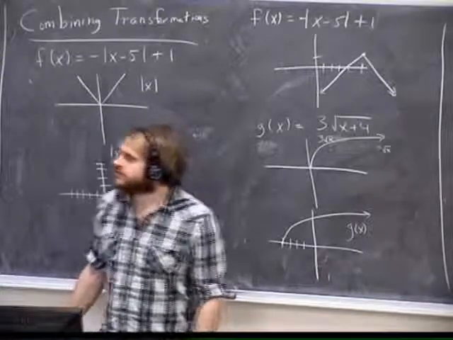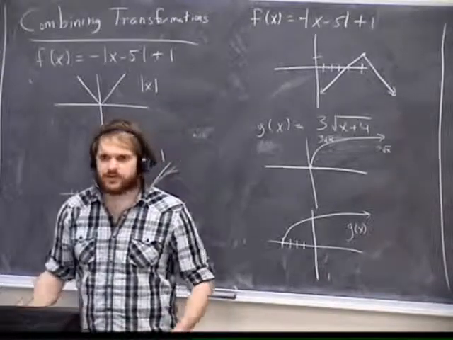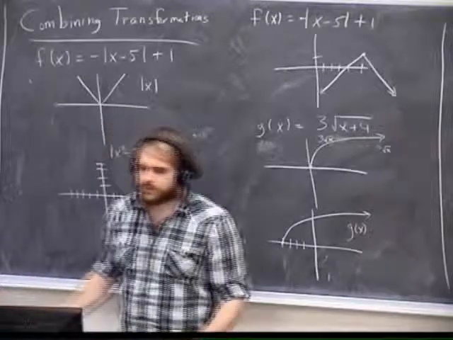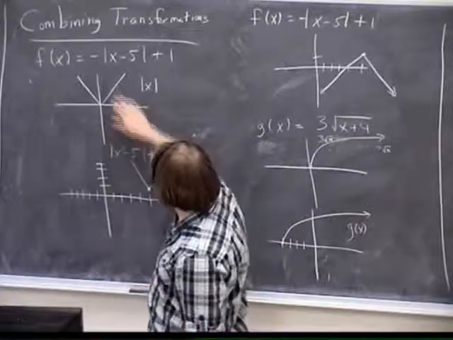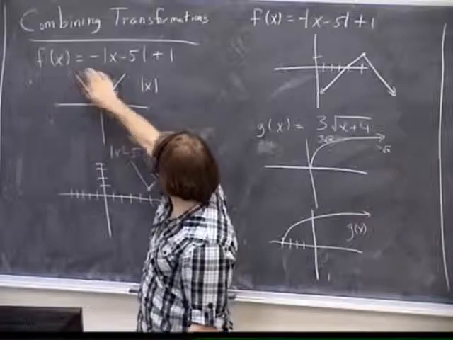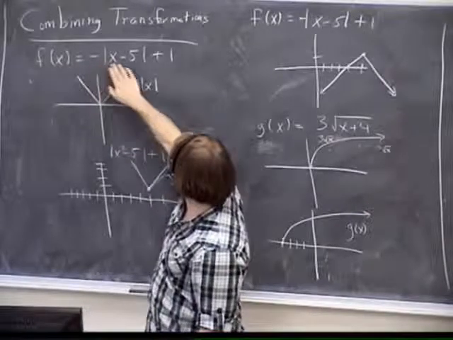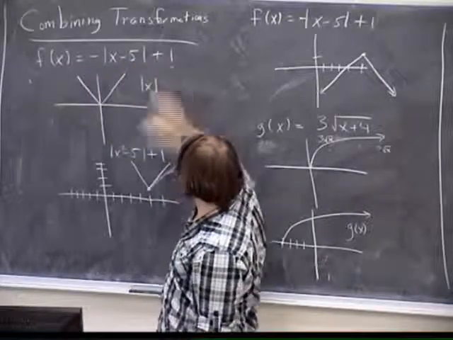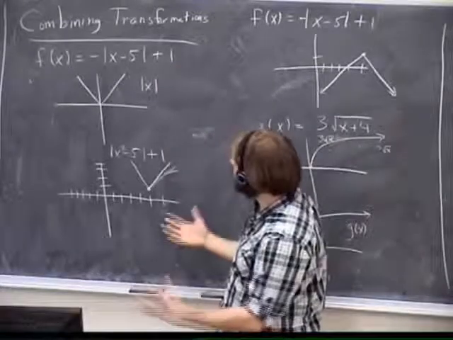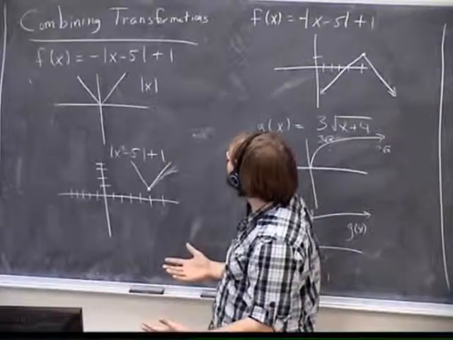So finally, we're going to take the different transformations we learned and combine them all at once. For example, you might look at the function f of x equals negative absolute value of x minus 5, plus 1. And so this combines a whole bunch of the different transformations that we went through.